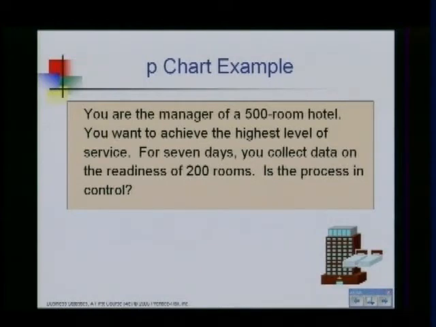So let's make sure we know what's going on here. We have a sample of size 200 every day, that's N, and we have 7 days, which is K, that is the number of periods on which we're going to take observations. So we've really examined 1,400 rooms. 200 times 7 is 1,400 rooms on those 7 days. We had 500 rooms in the hotel, but we only examined 200 of them each day, not all 500. But what we want to know is, is the process in control?